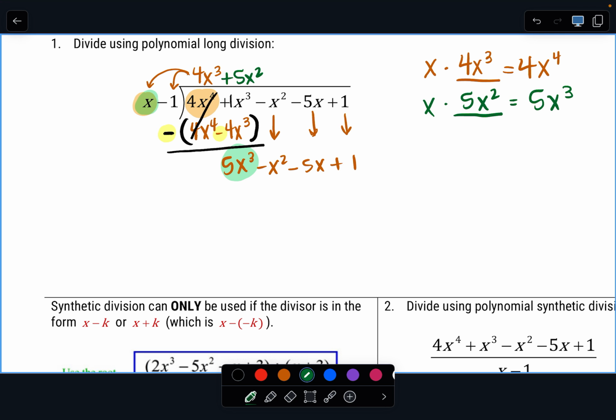So now that I have 5x squared, I repeat those same exact steps. I'm going to multiply, I'm going to write it underneath, I'm going to subtract. So I'm going to have 5x cubed minus 5x squared, and I'm going to remember that I'm subtracting from the line above. First term should always cancel, and be careful with your double negatives because that's not going to be minus 5x squared, it's going to be plus 5x squared. So what's negative 1 plus 5? Positive 4. So I'm going to have 4x squared, bring everything down, minus 5x plus 1.